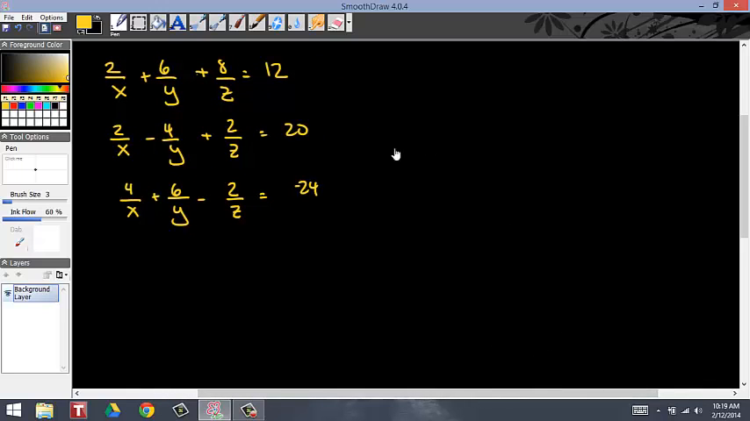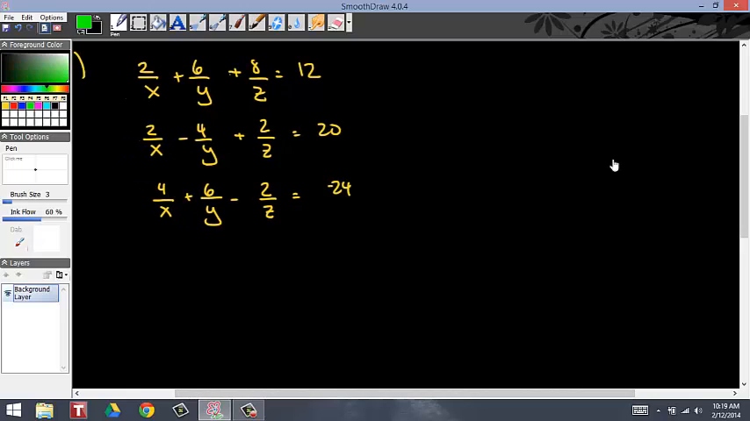So what I'm going to do is, again, just like the last problem, number them all: 1, 2, and 3. I have to choose a variable to get rid of. I think that z is easiest to eliminate because there's a positive 2z here and a negative 2z on the bottom. So I'm going to stack 2 and 3 against each other.